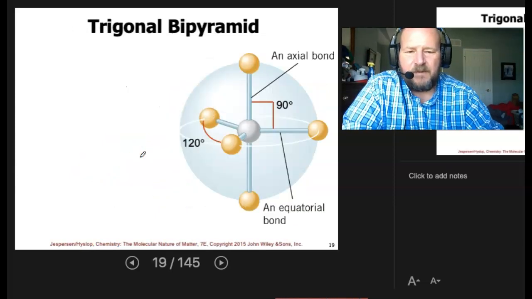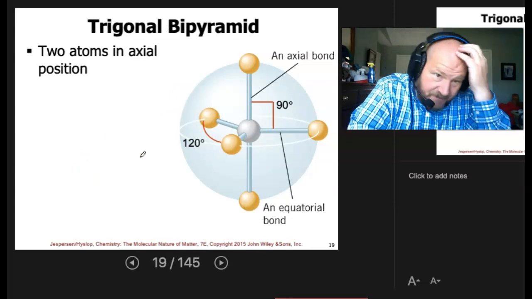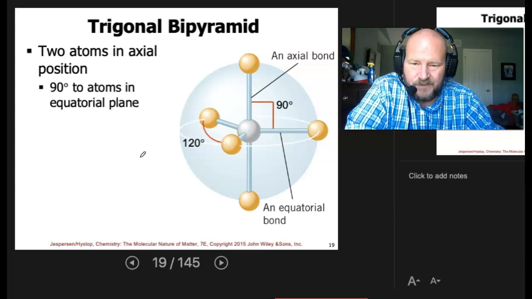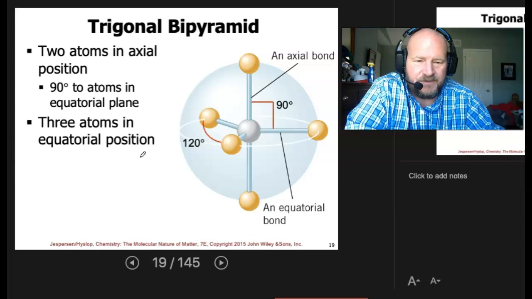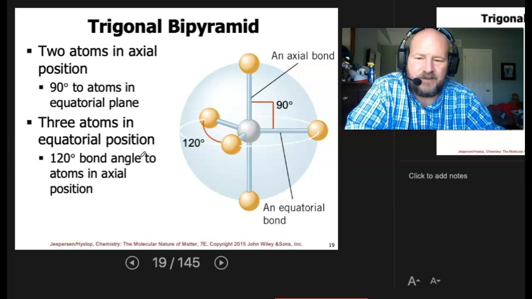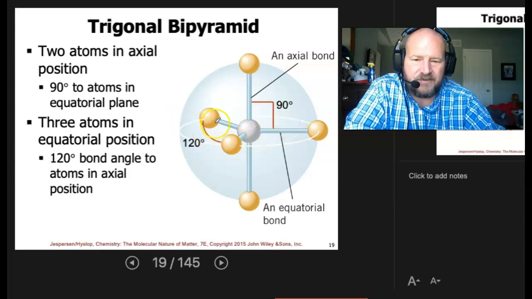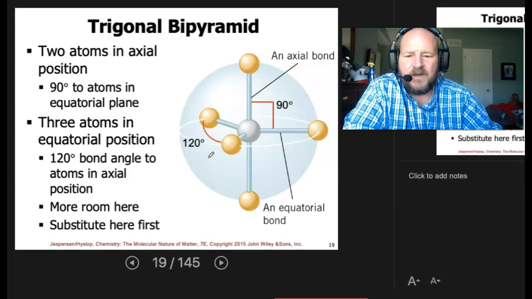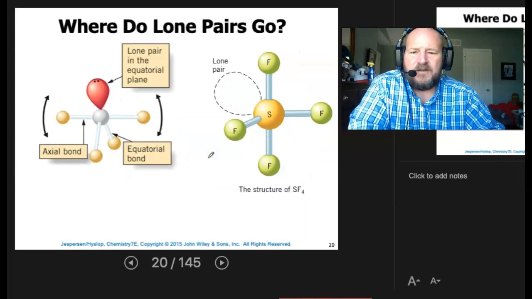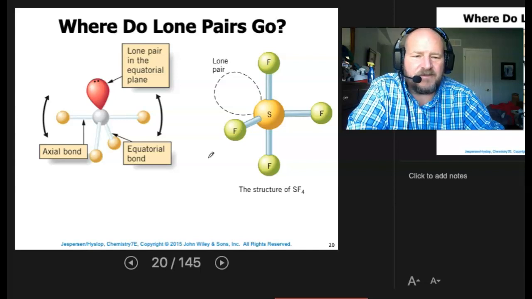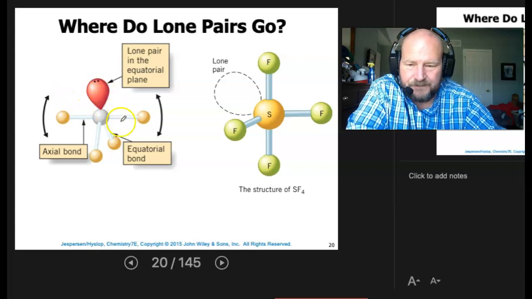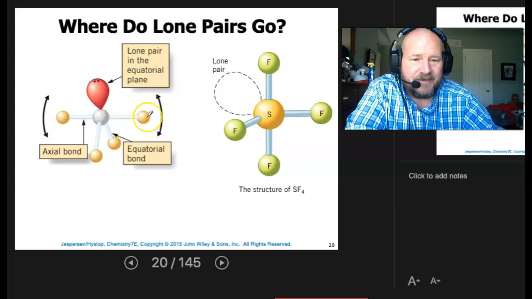All right. Now remember, you have the axials and the equatorial bonds. That means you have different lengths sometimes. We have 2 atoms in the axial position, 90 degrees to atoms in the equatorial plane, and then you can have 3 atoms in the equatorial position. So 120 degrees between those, right? So there's 120 here going around the circle, but there's only 90 coming from top to the middle to bottom. All right, so where do lone pairs go first? Well, remember you have 120 versus 90. So we're going to put our lone pair in an equatorial position, which means our axials now will look like that seesaw.